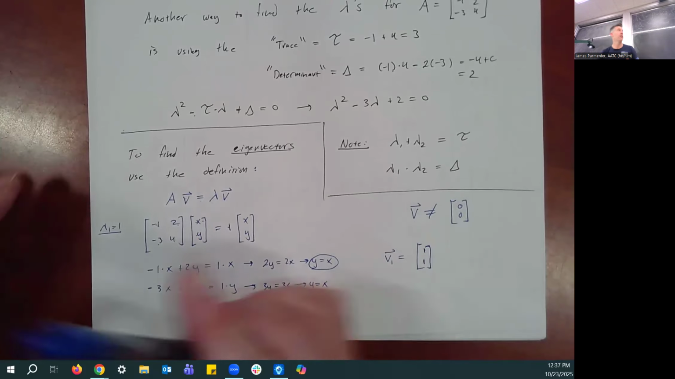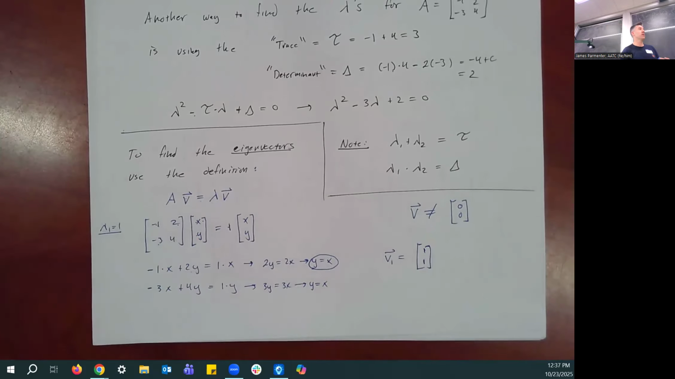But this is not the only possible choice. There are literally an infinite number of other choices that are correct. You could pick 2, 2. You could pick -3, -3. You could pick -5, -5, and all of us would be correct. Or in other words, any non-zero multiple of an eigenvector is also an eigenvector for that same eigenvalue.